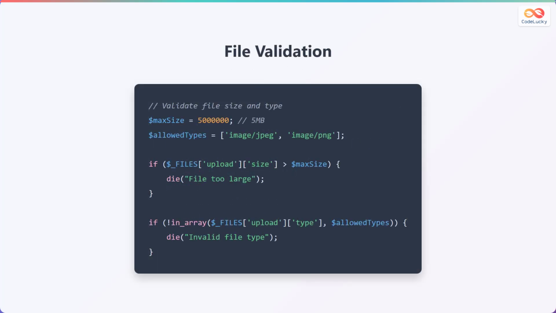Validating the uploaded file is important for security reasons. This helps to ensure that users are only uploading acceptable files. You can check the file size and type. Here's how. First, set a maximum file size in bytes and an array of allowed MIME types. Then, verify that the file size is within the allowed limit and that the file type is in the array of allowed types. If either of these checks fail, terminate the script with an error message.